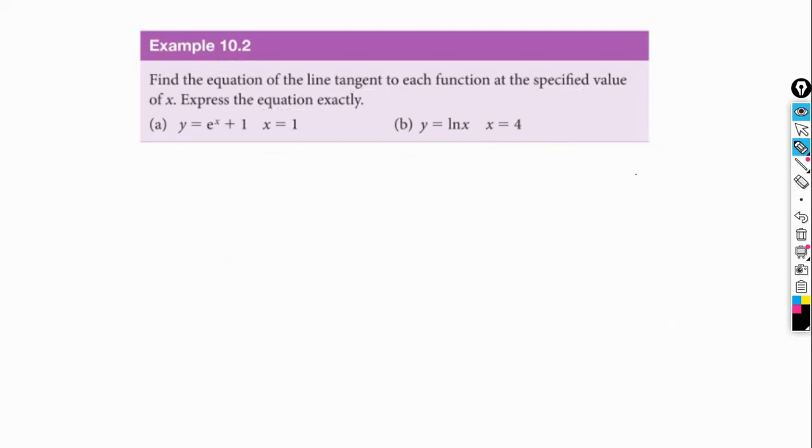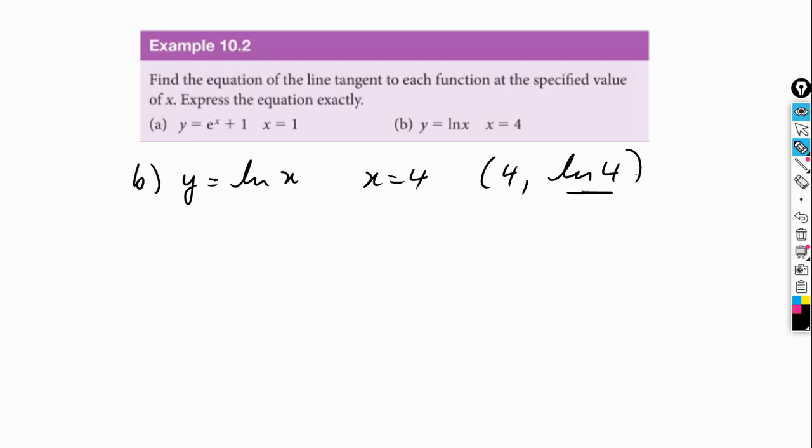And then last but not least on this video is part B of example 10.2. And the equation is y equals natural logarithm of x, and they want us to find the equation of the tangent line at x equals 4. So that means that the coordinate is simply going to be 4 comma natural logarithm of 4. And we want to leave it in this way because they want us to find the exact value, right? They want us to express the equation exactly.